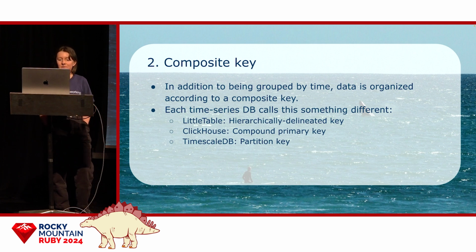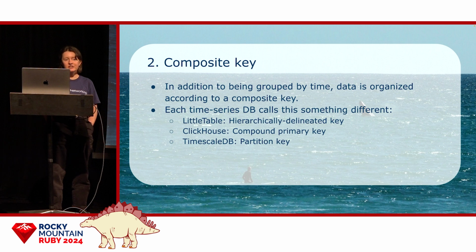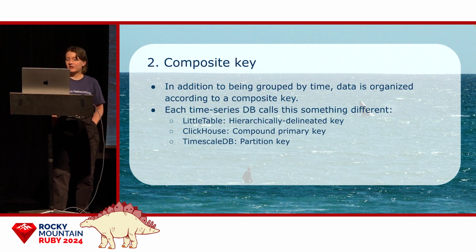In order to understand the implication this composite key has on structuring data, I'm going to drill into Little Table's hierarchically delineated key. In Little Table, this key determines how the data is actually arranged on disk, in addition to being grouped by time. This hierarchical organization enables efficient queries, since it will always correspond to a contiguous region of data on the disk. It's crucial then to only query based on ordered components of this key. In order to determine the components of this key and how they're ordered, it's super important to understand how this data is going to be accessed.